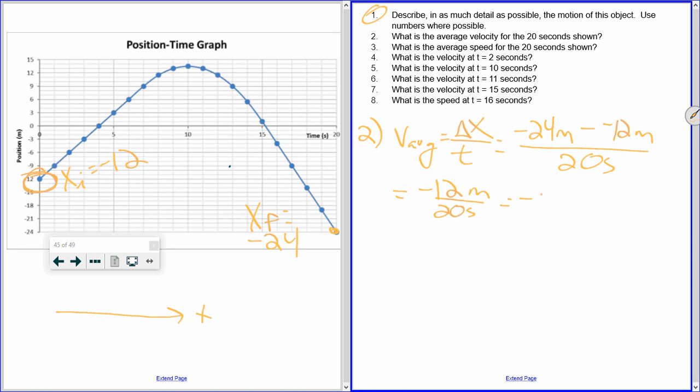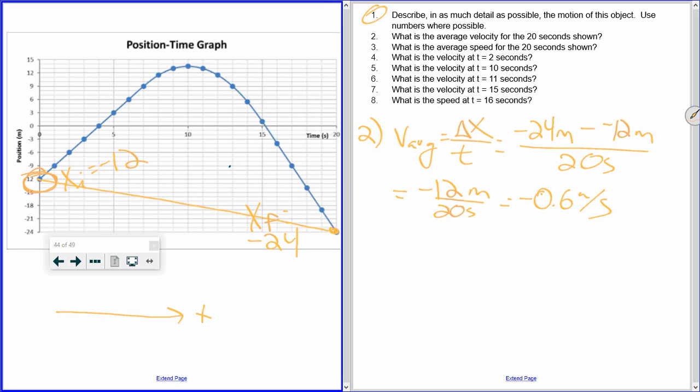What is negative 12 divided by 20? That is the same as negative 6 divided by 10, so negative 0.6 meters per second. What that represents is the slope of this straight line, because we just did rise, which is negative 12, over run, which is 20.